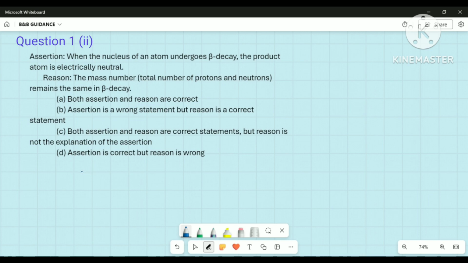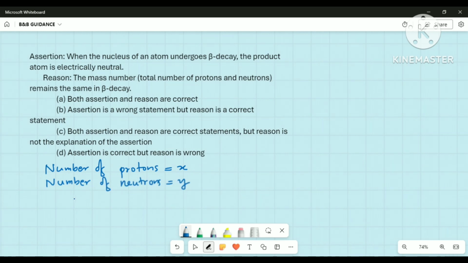This is assertion and reason type question. Let us say number of protons in a neutral atom be x and the number of neutrons be y. Then what will be the number of electrons? Number of electrons will also be x, because in a neutral atom total positive charge must be equal to total negative charge. What happens when nucleus of this atom undergoes beta decay?